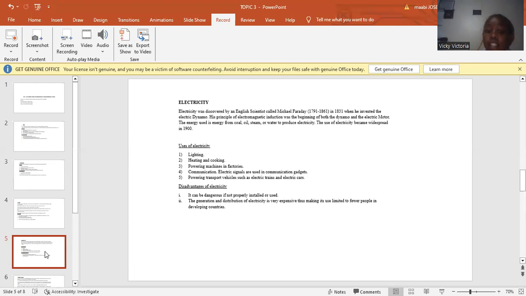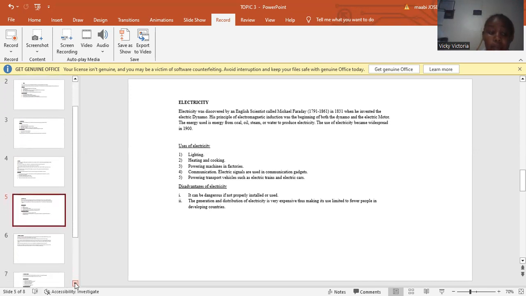Then disadvantages: it is dangerous if not properly installed. It may cause fire. The generation and distribution of electricity is very expensive, thus limiting use to fewer people in developing countries.